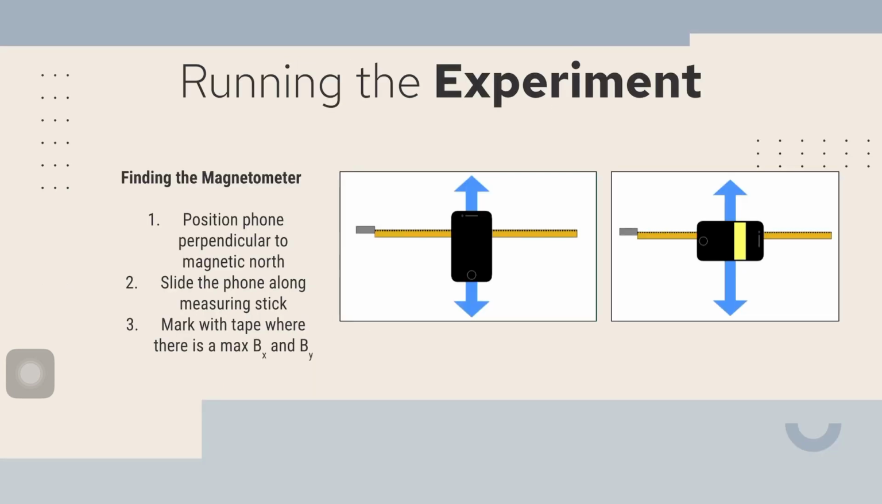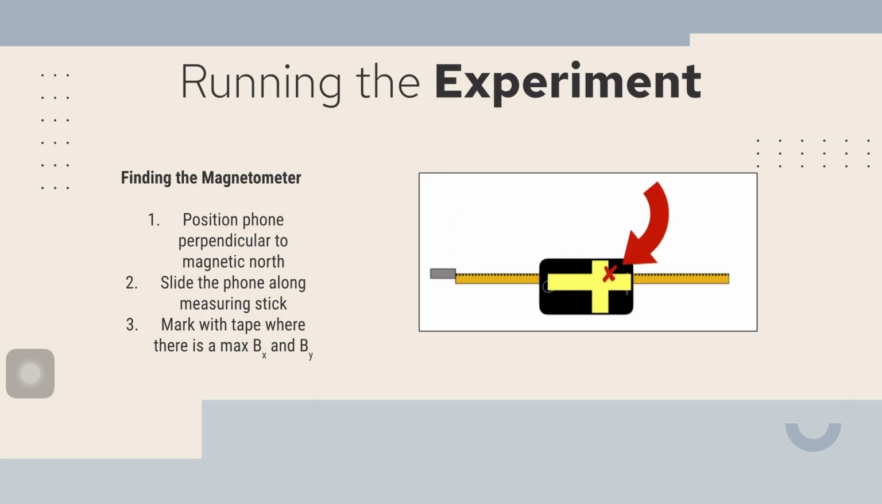So running the experiment, first we wanted to find where the magnetometer actually was in the phone. So we positioned the phone perpendicular to the magnetic north and slid it along the measuring tape and marked with tape where there was the maximum magnetic field for the x and y axes. So we slid it first vertically and then horizontally. And by doing this, we were able to actually mark using tape where the magnetometer was.